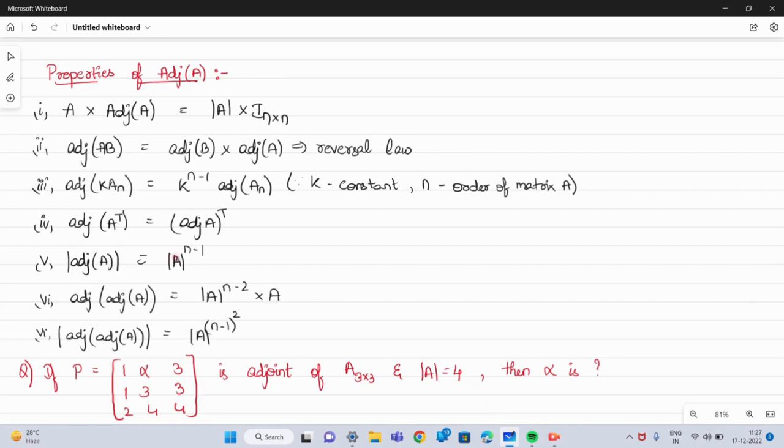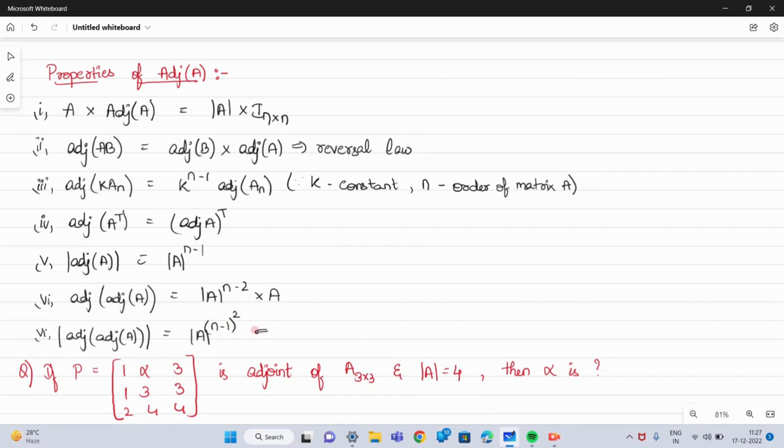Determinant of adjoint of A is determinant of A whole power N minus 1. Again, N is the order of a matrix. Adjoint of adjoint A is determinant of A whole power N minus 2 into A. Determinant of adjoint of adjoint of A is determinant of A whole power N minus 1 whole square.